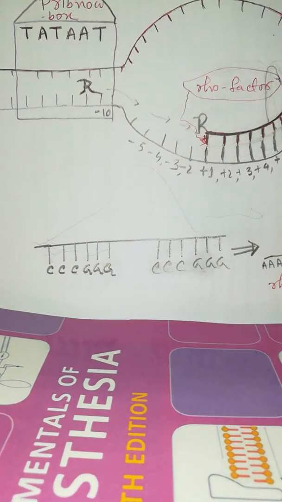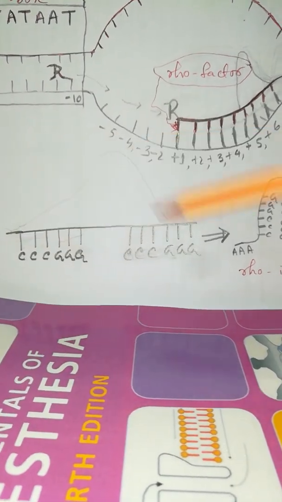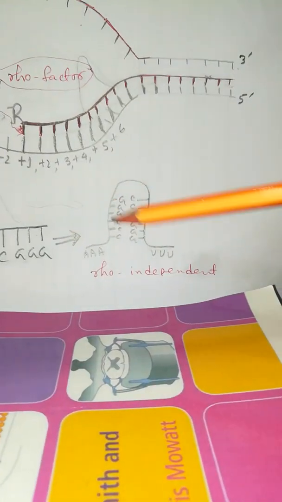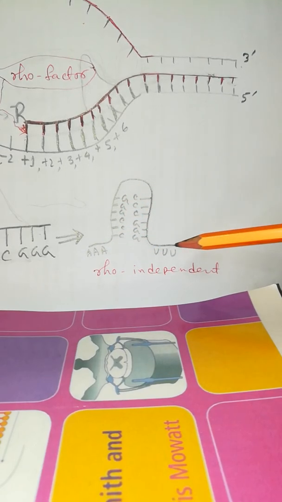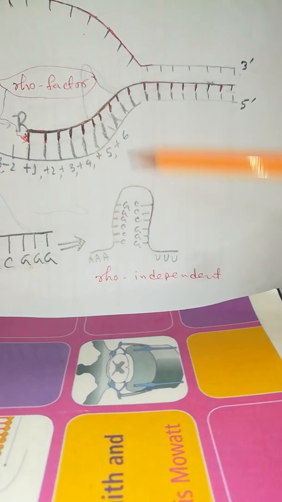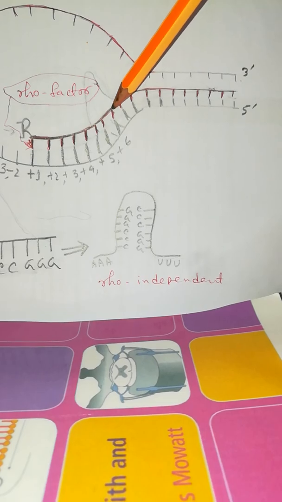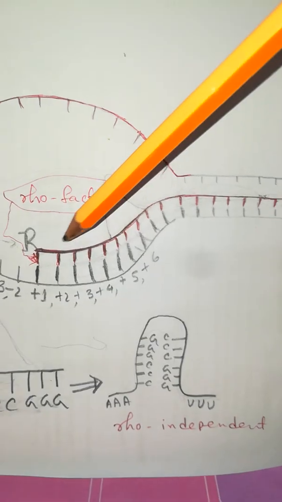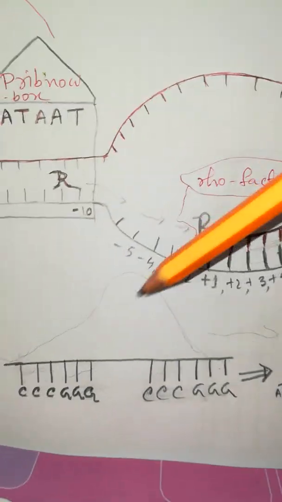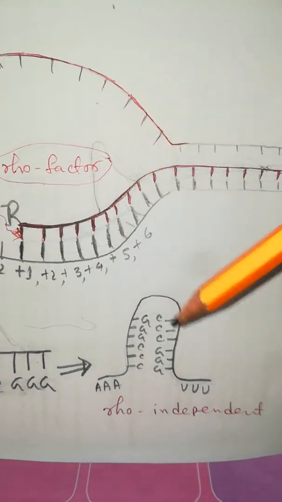When folding of this strand occurs, we can get a structure like this. Suppose here A is also present, here U is present. So we can get this palindromic sequence. This thing occurs in this strand in case of rho independent termination. So when we get this sequence in this RNA strand, this thing occurs.